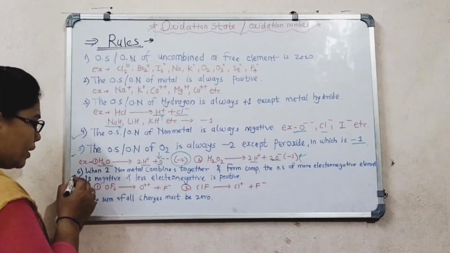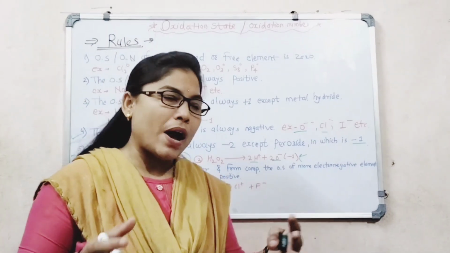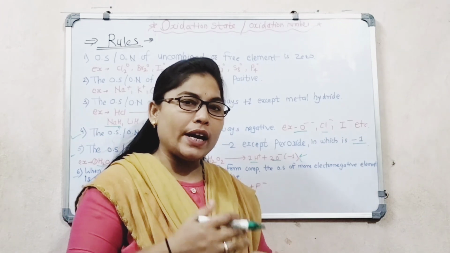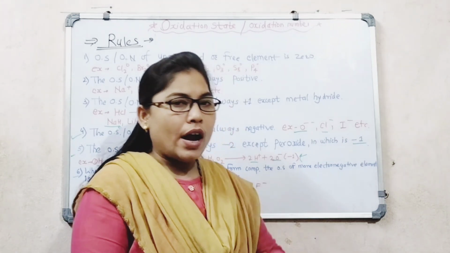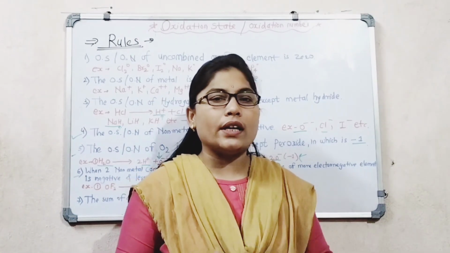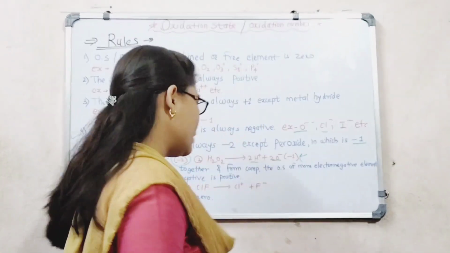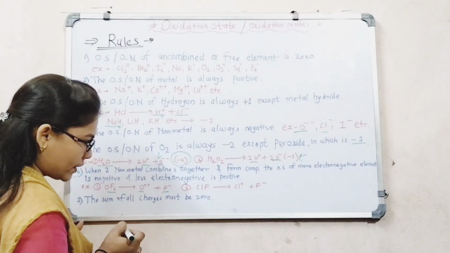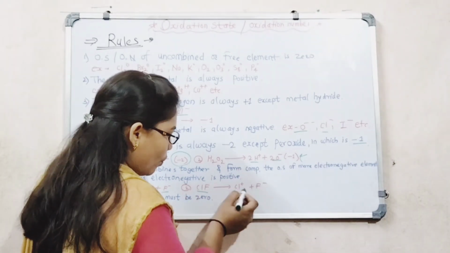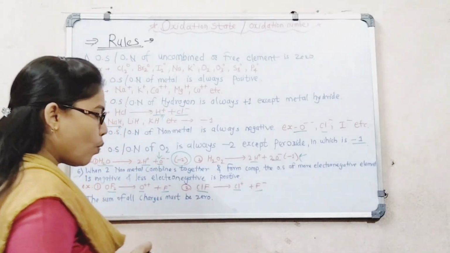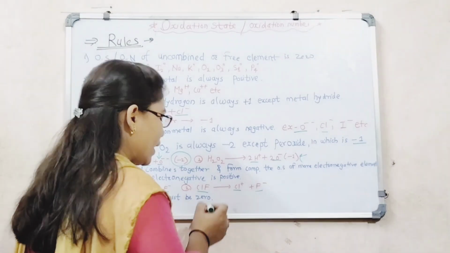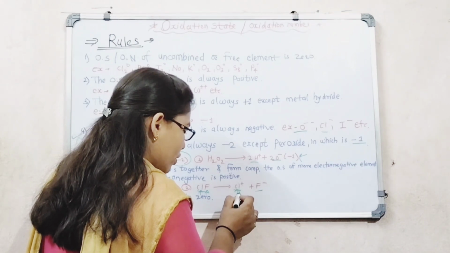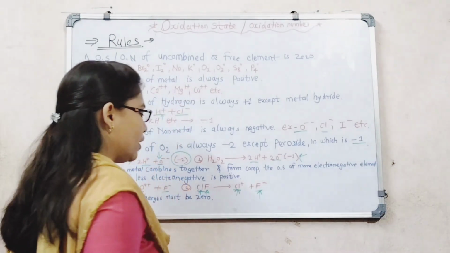Then the next rule is that when two non-metals combine and form a compound, the oxidation state of the more electronegative element is negative and the oxidation state of the less electronegative element is positive. For example, in OF2, we get O++ and F-, and in ClF, we get Cl+ and F-. Why? Because the electronegativity of fluorine is more than that of chlorine. That's why chlorine carries a positive oxidation state and fluorine carries a negative oxidation state.